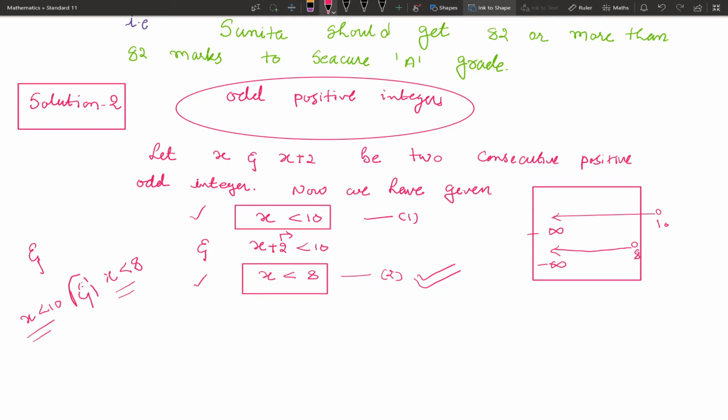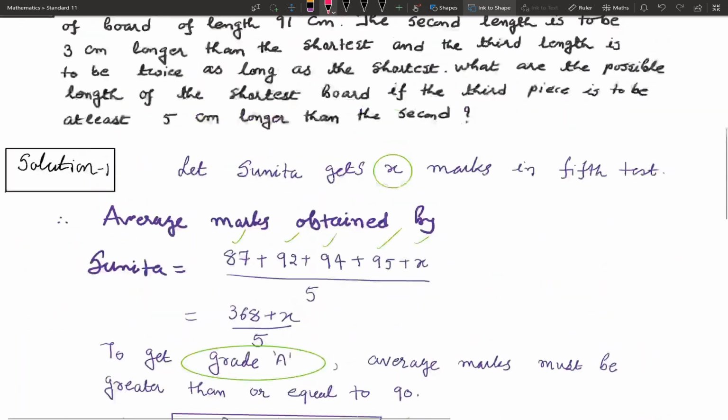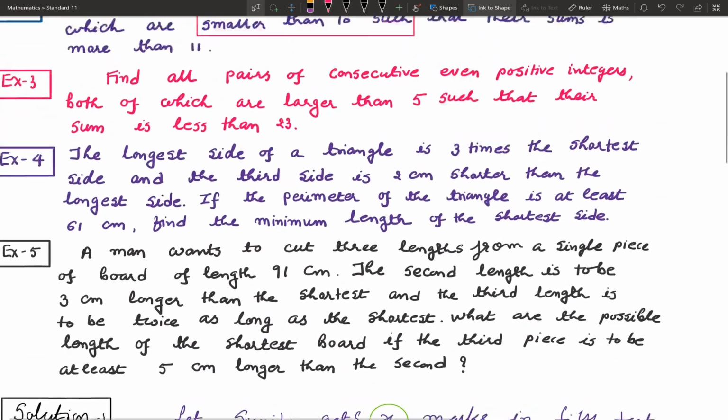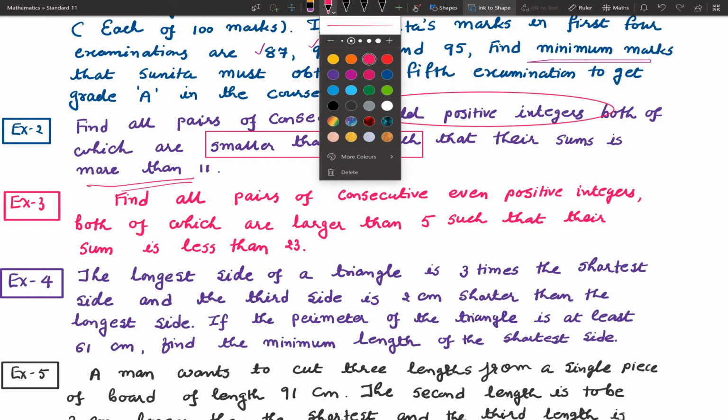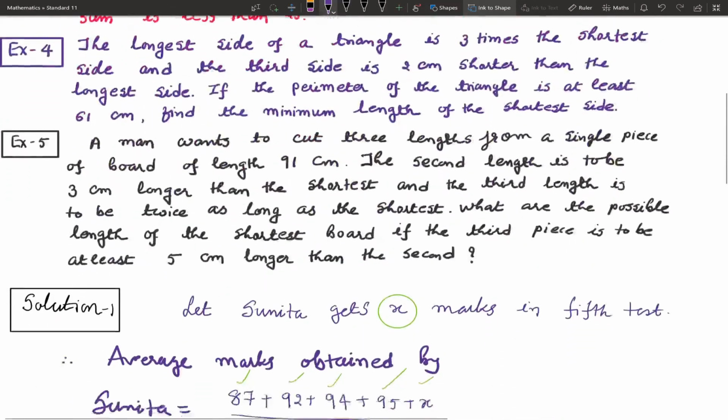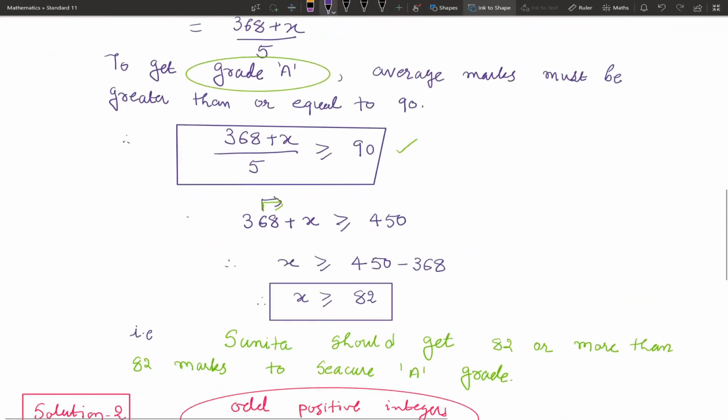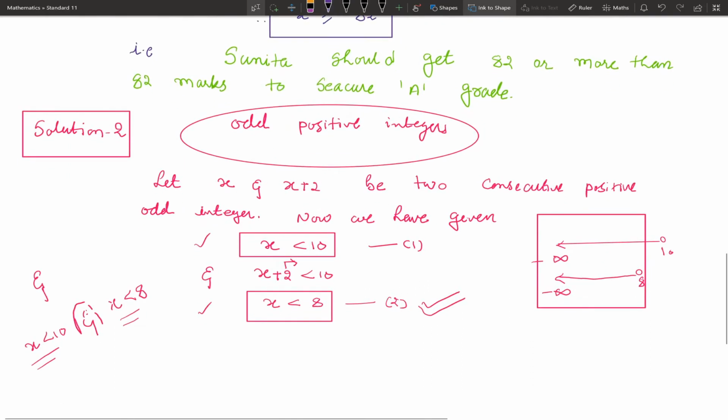Now their sum is greater than 11. We are given the sum is greater than 11. So x plus x plus 2, this is the sum, which is greater than 11.